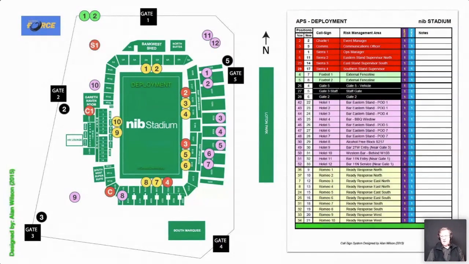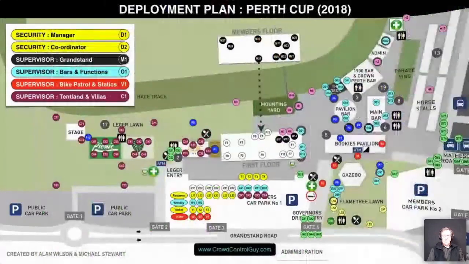But I color-coded everything. Hotel was the bars. Sierra is the operations teams. Romeo, the response, and it worked really well. But if you fast forward, now have a look at that, go back.